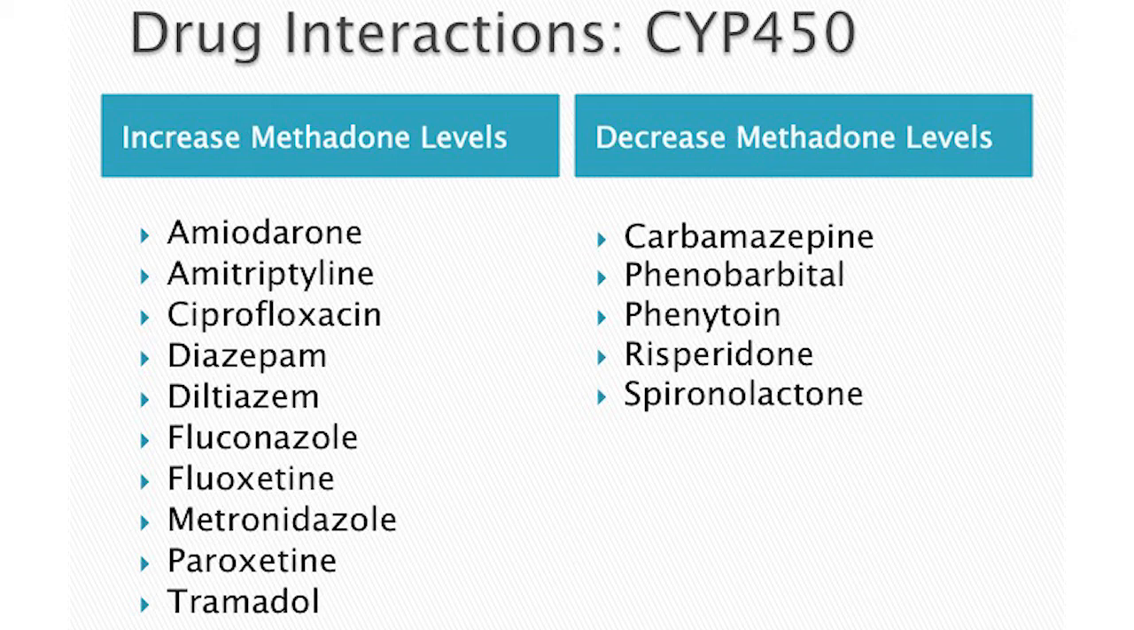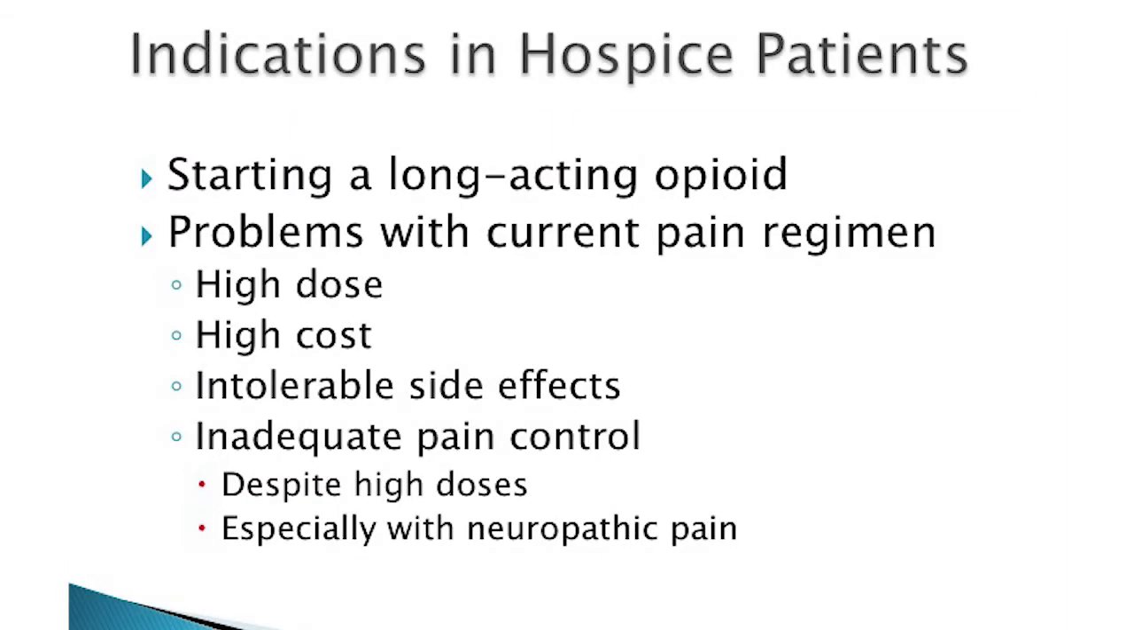So thus far, that was kind of an overview of methadone in general, and now we're going to talk more specifically about how it relates to hospice practice. These are some of the common reasons you'd consider starting methadone in one of our patients. First, when they are just starting out a routine long-acting opioid, which we would do when the PRN pain medications are no longer controlling the patient's pain.